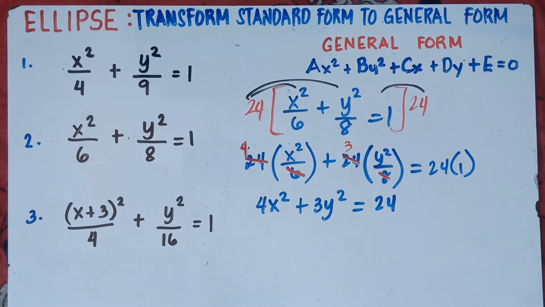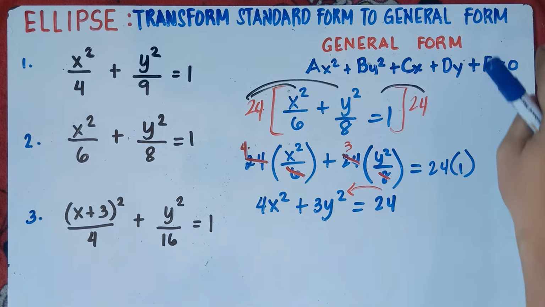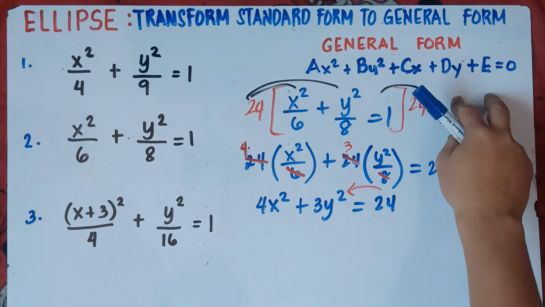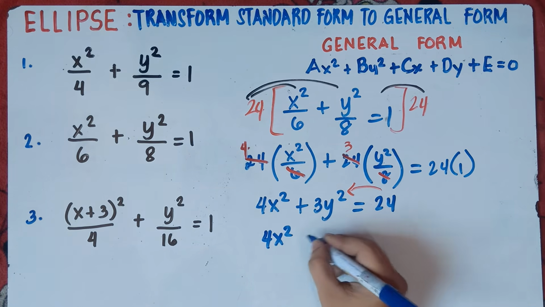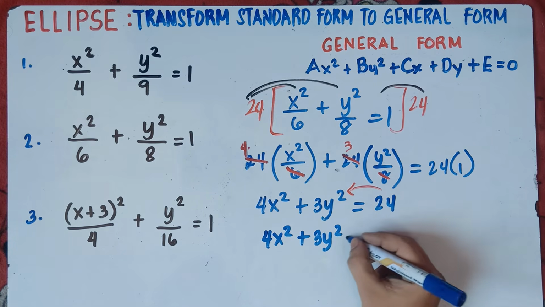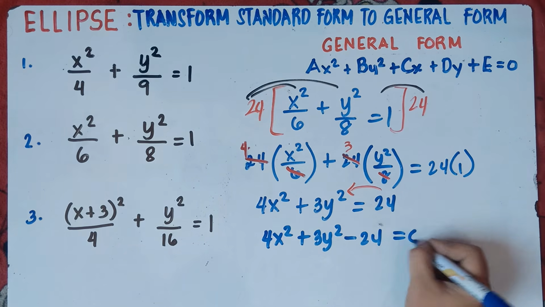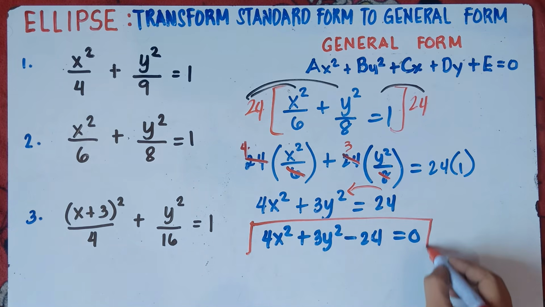Alright, and then we transpose this 24 from right to left because we need to follow this rule that all of the terms will be on the left side of the equal sign. So this will be 4x squared plus 3y squared, and this positive 24 will be negative 24, equals 0. Alright, that's it, class. That's the answer for number 2. Easy, right? This number 2, class, is actually requested by one of our subscribers and followers. So I would like to give thanks and a shout out to them. This answer for number 2 is for you.